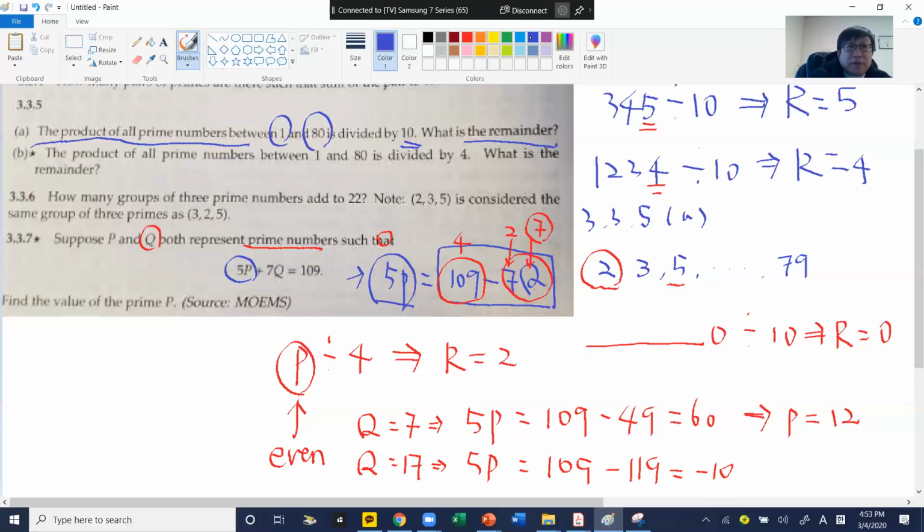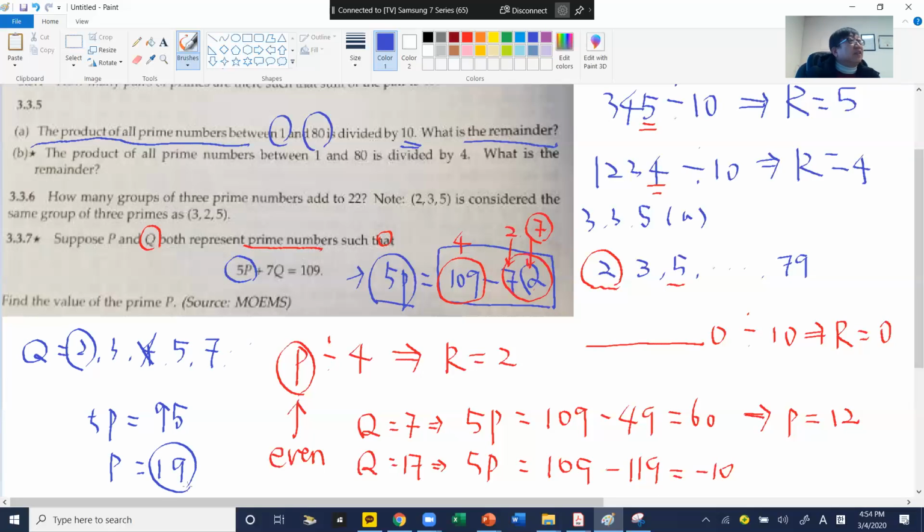If you don't know, you just try it, okay? 2 works, right? Yes, you can use q like 2, 3, 5. But you never tried the 2. If q is 2, 7 times 2 is 14, right? 109 minus 14 is 95. That one is 5p, so p is 19. Yes, 19. So the answer is 19.